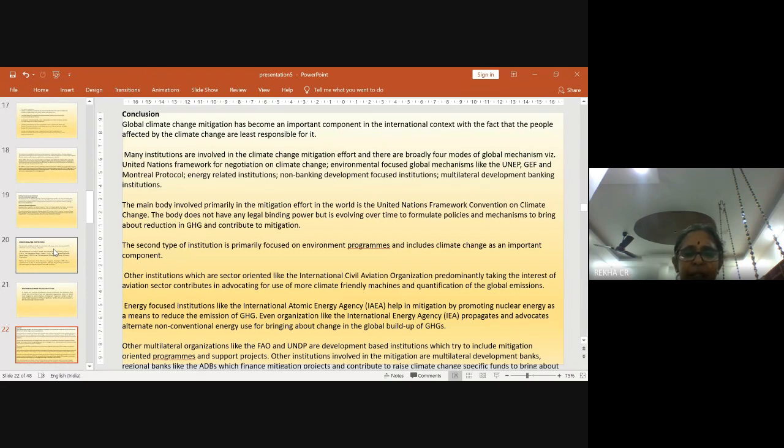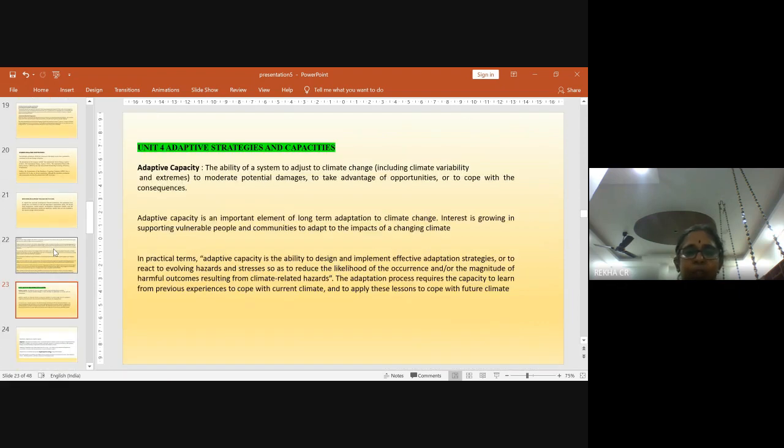So the sector-oriented institutions like International Civil Aviation Organization take the interest of the aviation sector, and energy-focused institutions help in mitigating and promoting nuclear energy as a means to reduce the emission of greenhouse gases. Other multilateral organizations like FAO and UNDP are development-based institutions which try to include mitigation-oriented programs and support projects.